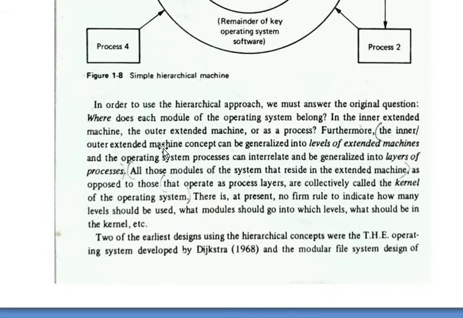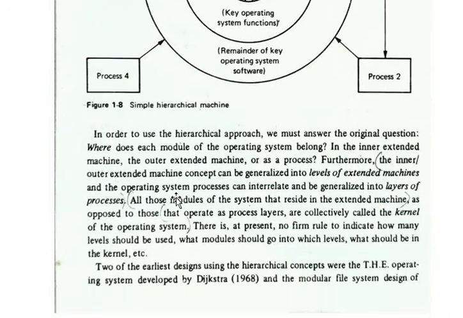The inner or outer extended machine concept can be generalized into levels of extended machine, and the operating system processes can be interrelated and generalized into layers of process. Okay. So the inner and the outer extended machine concept can be generalized into levels. Levels are level 1, level 2, okay, levels of the extended machine. And the processes, process 1, process 2, process 3, process 4, operating system process A, operating system process B can be interrelated and generalized into layers of process. So all together they belong into the layers.